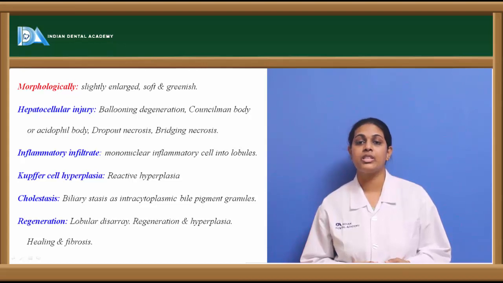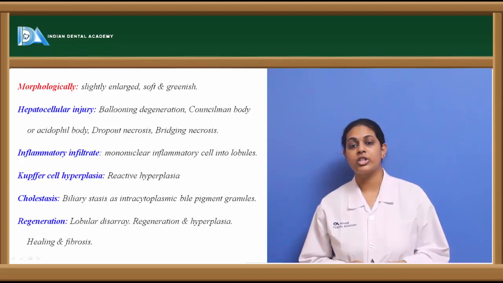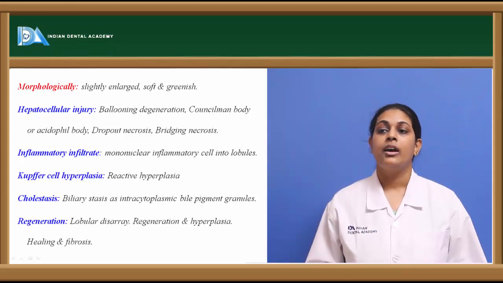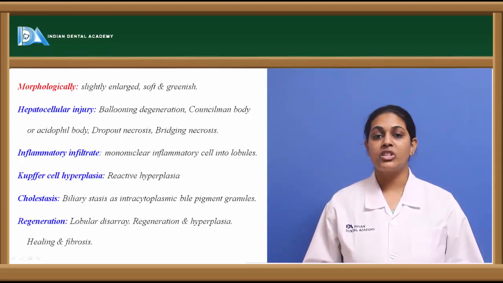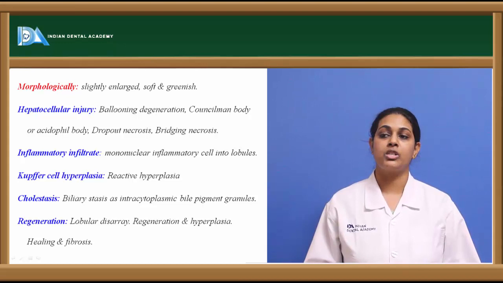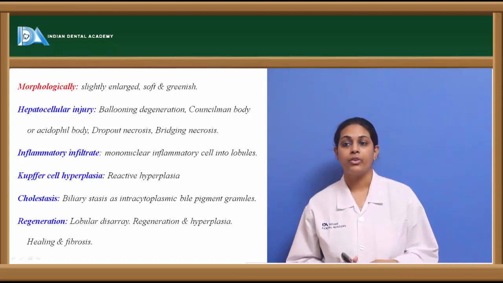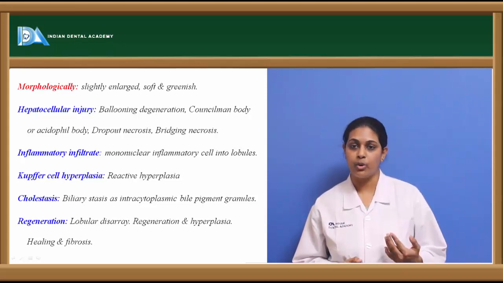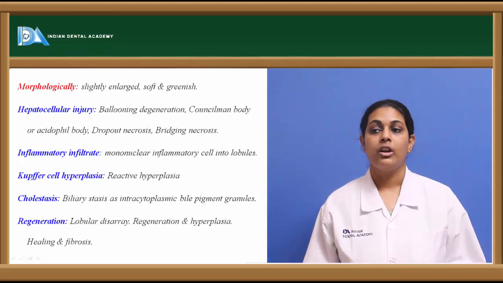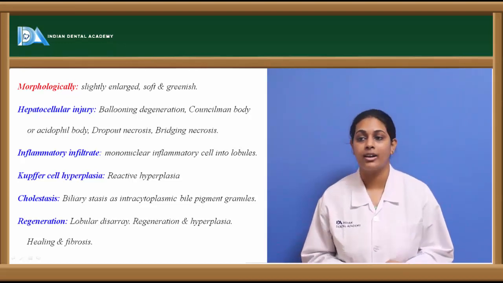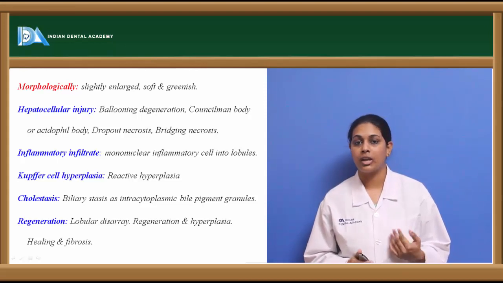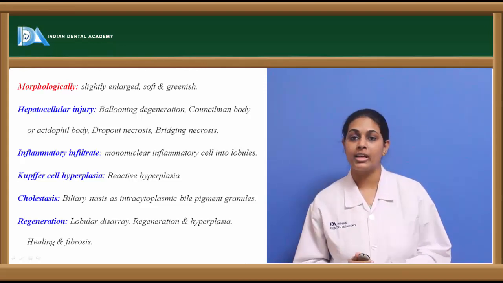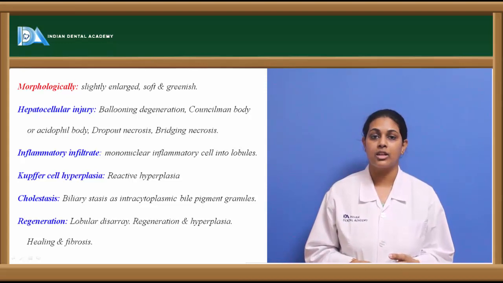Coming to the inflammatory infiltrate, we see mononuclear inflammatory cell infiltration within the lobules, and these inflammatory cells include plasma cells, macrophages and certain neutrophils also. There is also Kupffer cell hyperplasia, that is, an increase in the number of Kupffer cells, which is nothing but a reactive hyperplasia. There is also cholestasis, which is biliary stasis, and intracytoplasmic blue pigment granules can be observed. In regeneration, we see lobular disarray, and regeneration as well as hyperplasia can be seen. Finally, it might result in complete regeneration, that is, healing, and fibrotic scars can also be seen in such conditions.